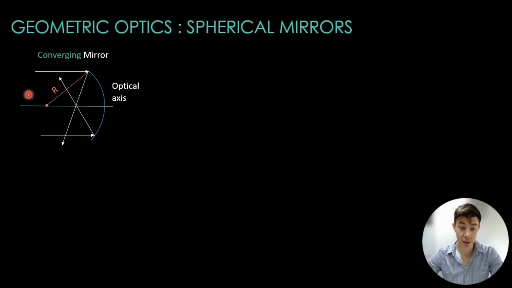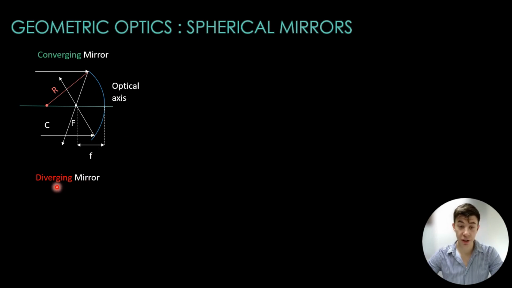If we shoot two light rays from infinity, we'll see that any point on this spherical surface will focus these light rays at the focal point, which we call F. And the distance from the mirror to the focal point for a spherical mirror is what we call the focal distance, small f. So that was a converging mirror.